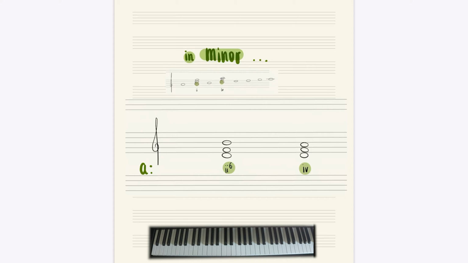And let me play those 2 for you in a minor key. This is 2/6. It is a diminished chord. And chord 4. 2/6 and 4.